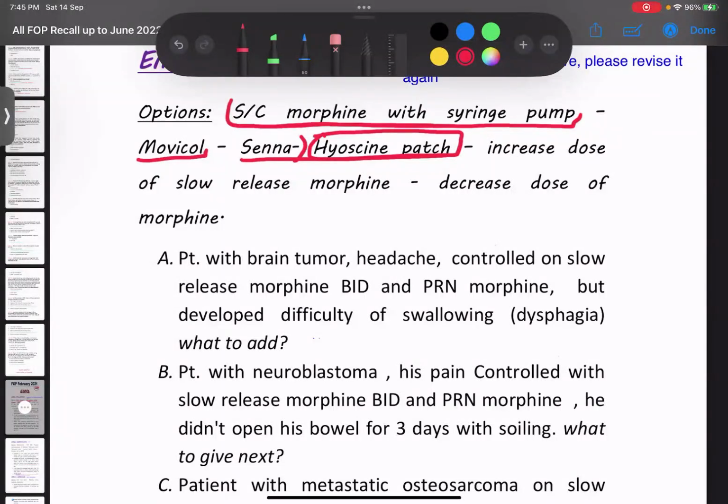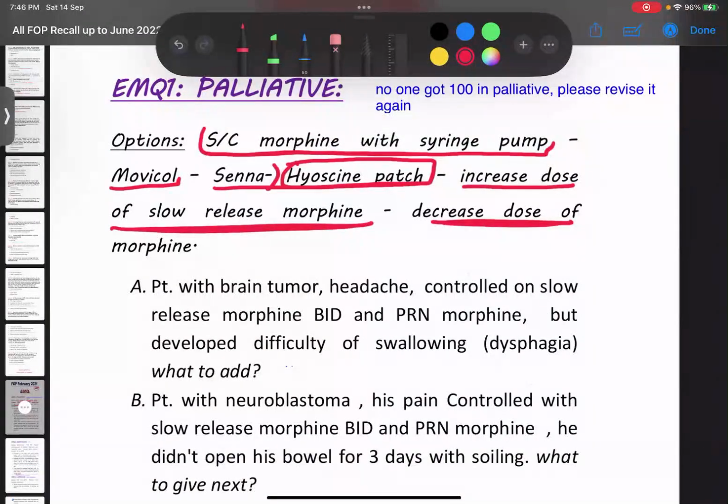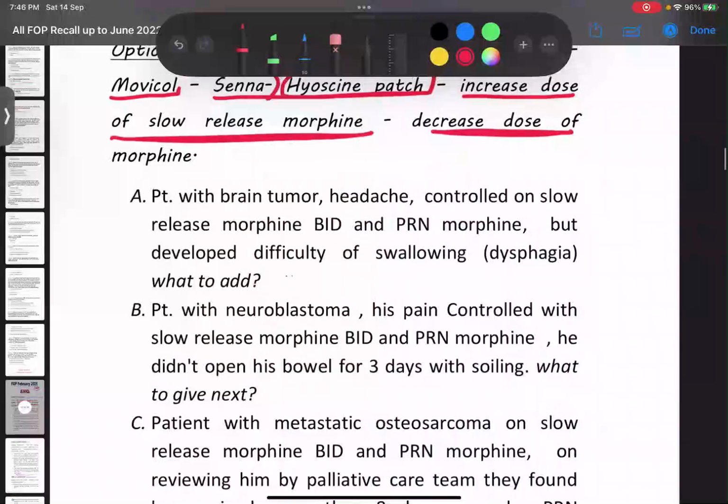Yes, when there is localized pain, a hyoscine patch and a fentanyl patch. Then increased dose of slow release morphine. Maybe we are giving a huge amount of medications. We are giving the PRN dose or SOS dose, or we can say breakthrough doses, in higher amount. In spite of that, the patient isn't responding. So we'll increase the dose of slow release morphine. So let's see, based on the scenario, we are going to choose the actions.